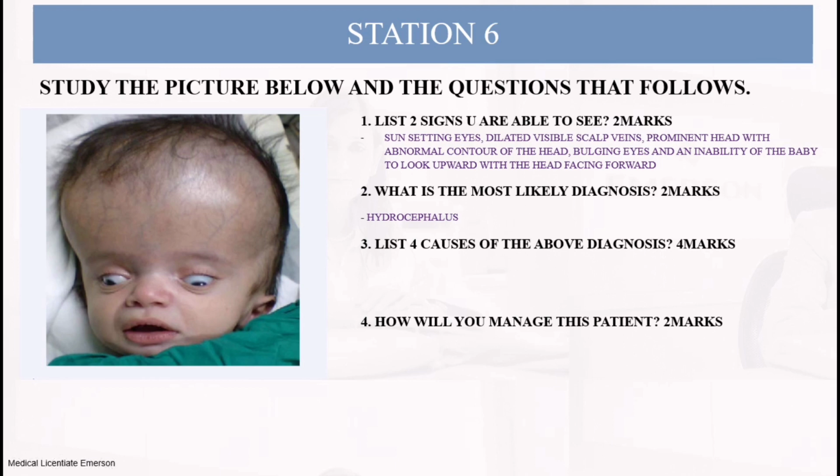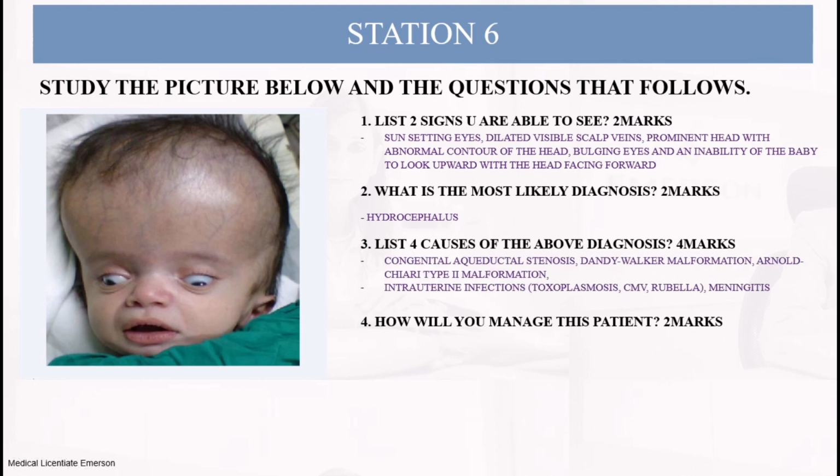Then causes of the above condition. I haven't classified the causes, but you can check out how you classify them, because there are a lot of ways to classify the causes of hydrocephalus. So I've just listed them. You have congenital aqueductal stenosis, Dandy-Walker malformation, Arnold-Chiari type 2 malformation. Also, we have intrauterine infections such as toxoplasmosis, CMV, rubella, and also meningitis. As you can see, I listed the ones which are most likely in a child like this.